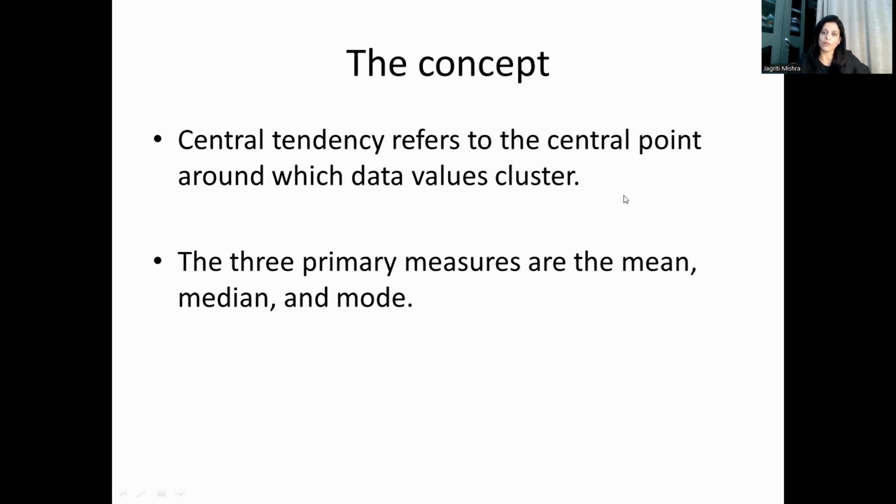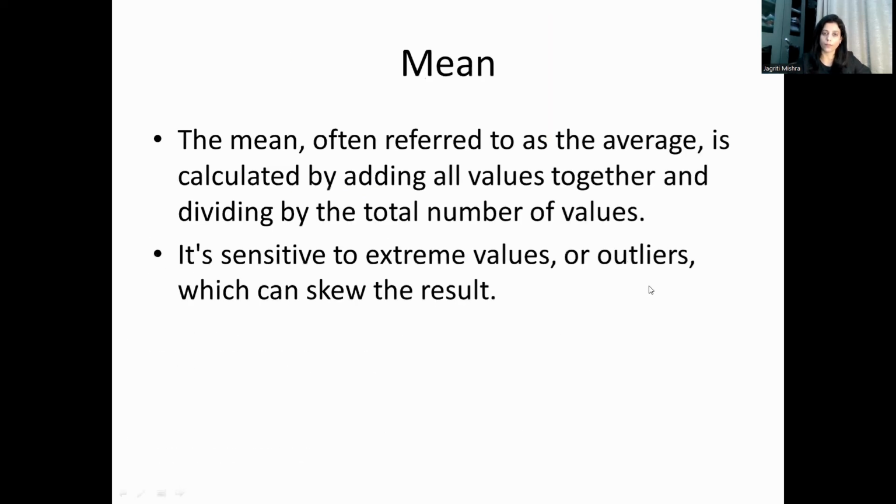There are three primary ways in which the measures of central tendency can be denoted. They are mean, median, and mode. So first I'll come to the concept of mean. Now, mean is often referred to as an average, and it is calculated by adding all the values together and dividing them by the total number of values. This is a very simple definition of mean.